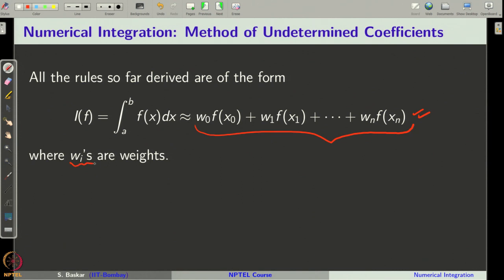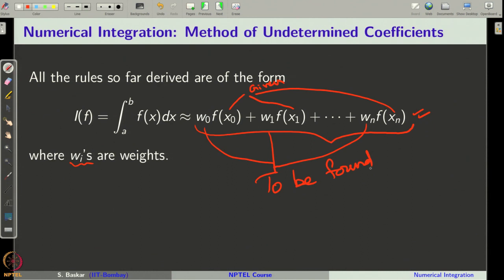And the weights wi are computed by integrating the corresponding Lagrange polynomials, right? Now, in this we are given these nodes and the weights are to be found. These weights are found by directly integrating the Lagrange polynomials. Now, there is another way to find these weights. That is what we will be doing here, and this way of finding weights is what we call the method of undetermined coefficients. Let us see how to find these wi instead of integrating the Lagrange polynomials.